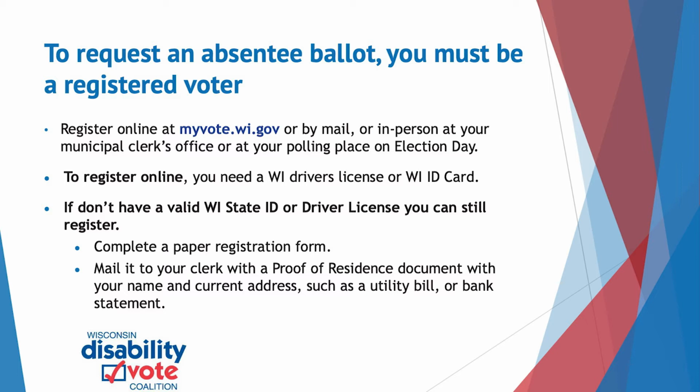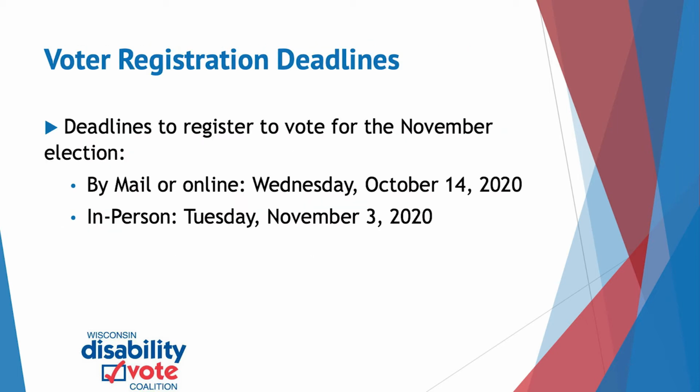First, complete a paper registration form. You will need to mail it to your clerk with a proof of residence document with your name and current address. A proof of residence document could be a utility bill, a bank statement, or a government document that has your name and current address on it. Deadlines to register for the November election are by mail or online, Wednesday, October 14th, 2020. To register in person, you have up till Election Day, Tuesday, November 3rd, 2020.